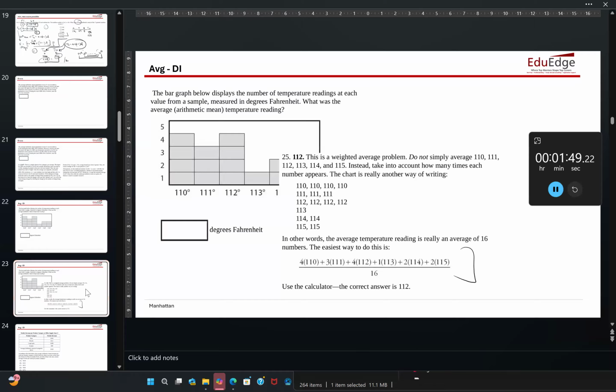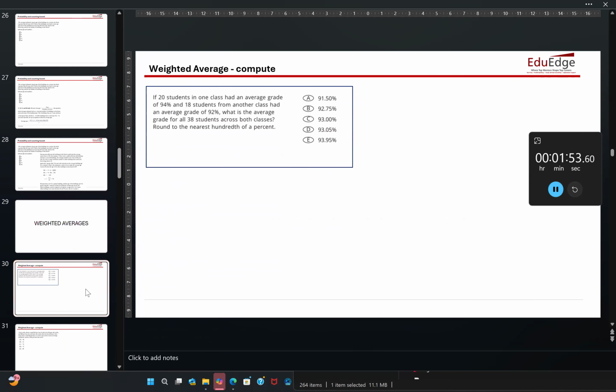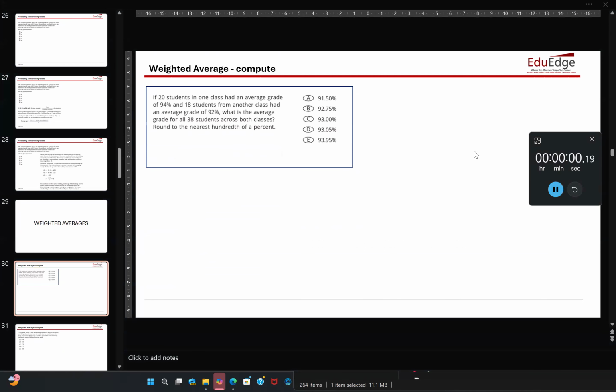Okay, so let's go to some other problem. Okay, weighted average. Let's try this.